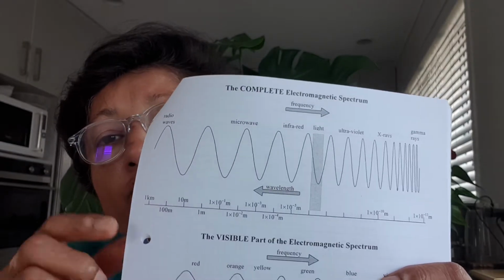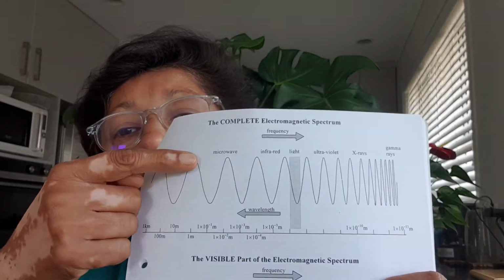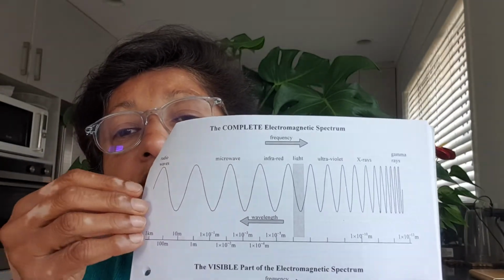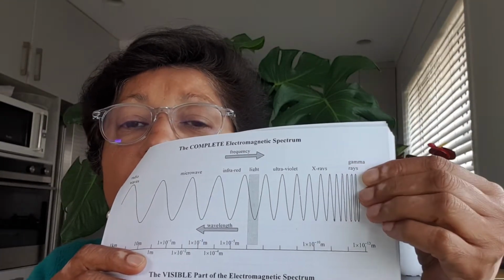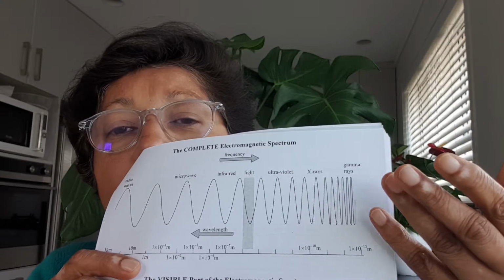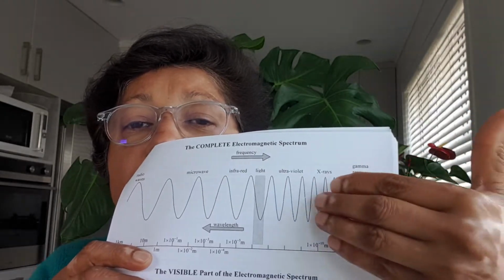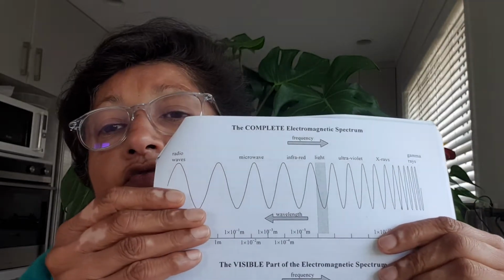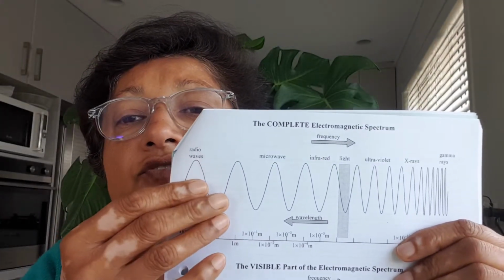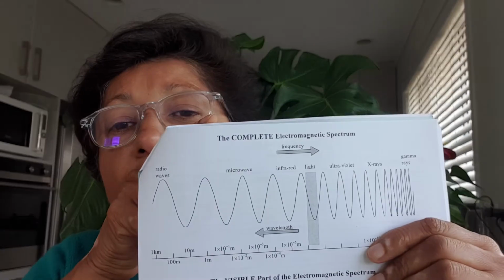So what does this show? This shows you that when the wavelength is really long, the frequency is quite small. And when the wavelength is really short, the frequency is quite high. So the high frequency waves are at this end, you've got your gamma rays and X-rays, and the low frequency waves are at this end. You've got your radio waves and your microwaves.